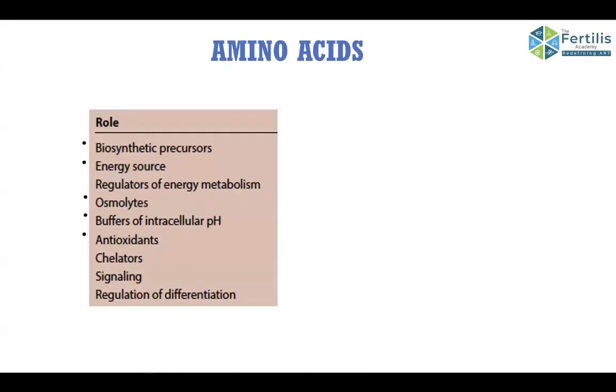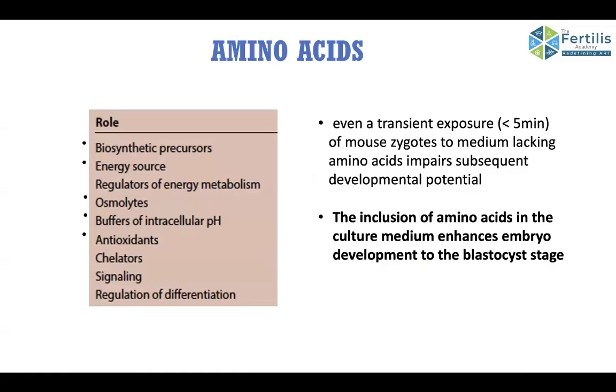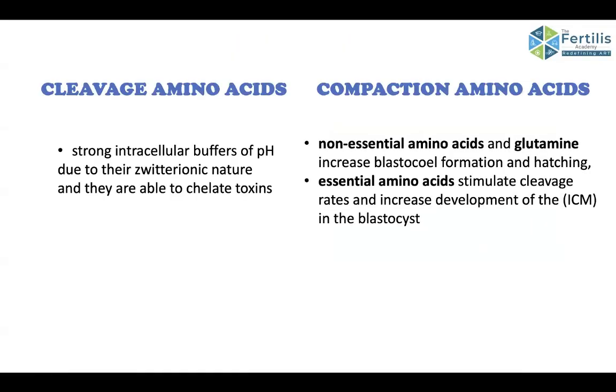Okay, amino acids are buffers of intracellular pH. They have antioxidant properties. They help in signaling mechanisms, and their addition increases embryonic development to the blastocyst stage. There are two classes of amino acids: the pre-compaction amino acids or cleavage amino acids, which have mainly a buffering function, and the post-compaction amino acids or the compaction amino acids. And they include both non-essential and essential amino acids.